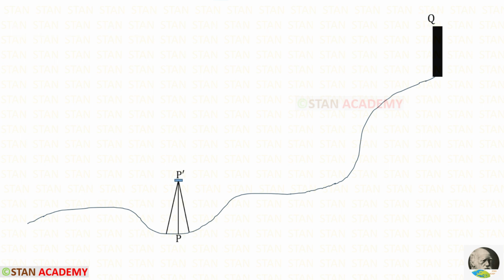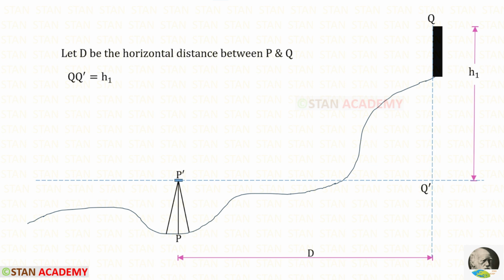Let us make a station P. In the station P, let us install a theodolite. P dash is the vertical projection of the point P along the horizontal axis of the telescope. In the theodolite, we have to make a horizontal projection, and along the point Q, we have to make a vertical projection. Let us keep this point as Q dash. Let us keep the horizontal distance between P and Q as D. Let us keep the height of Q dash as H1.